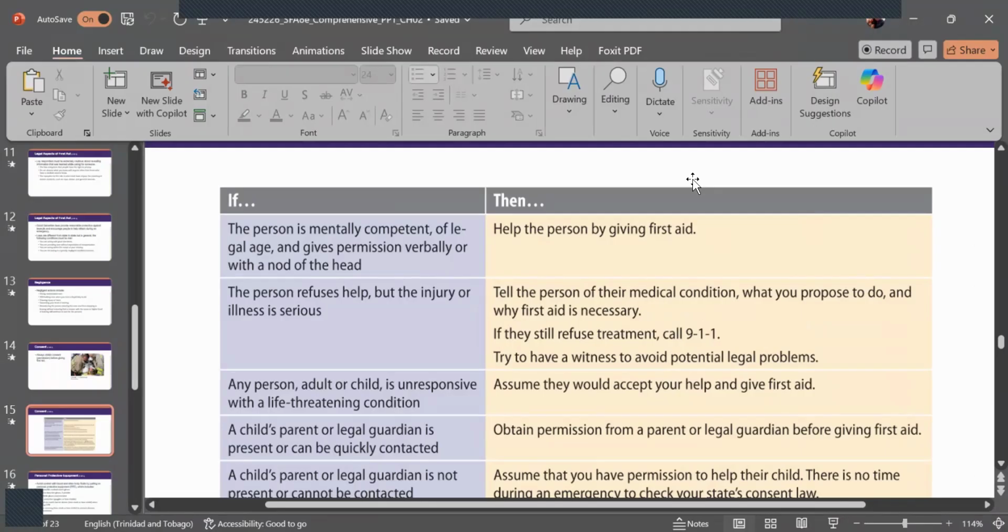So if the person is mentally competent, of legal age, and gives permission verbally or with the nod of a head, basically we provide care. This is what we call express consent. If the person refuses help but the injury or illness is serious, try to convince the person that they need assistance based on what your observations are, and let them know the ramifications of not accepting their help.